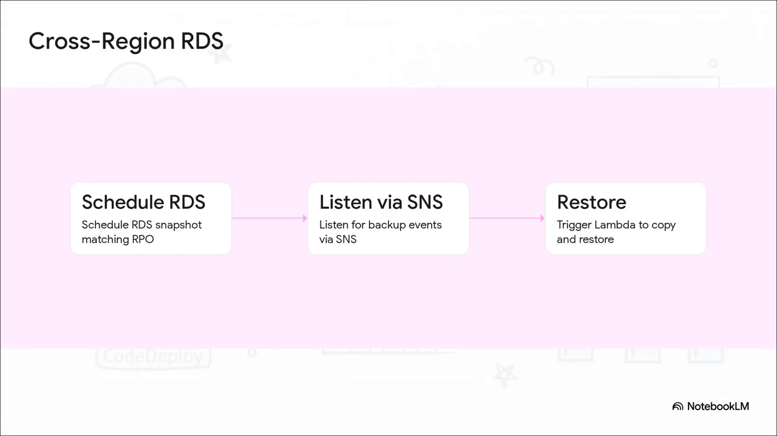Let's say you've got a flagship RDS database that normally takes a team 7 grueling hours of manual effort to recover in a different region. We can shrink that RTO to minutes. We use CloudWatch Events to schedule an RDS snapshot that perfectly matches our RPO. Then, we use SNS topics to listen for those backup events, which triggers AWS Lambda functions to automatically copy that snapshot to a failover region and restore it. Literally zero manual intervention required.